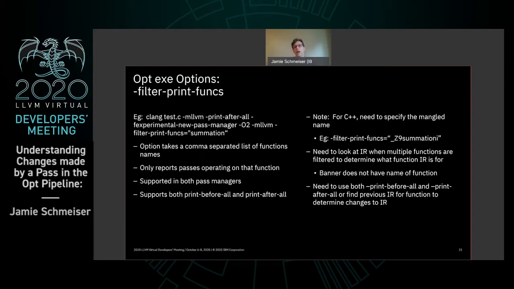The filter print funcs option is a supporting option for print before all and print after all that limits when an IR is reported. This option takes a comma-separated list of function names and causes print before all and print after all to only print when the IR is for an indicated function. Note that the mangled name must be used in the list for IR from C++ code. When specifying multiple functions with this option, the IR produced must be examined to determine which function the pass was operating on, since the banner does not indicate this.